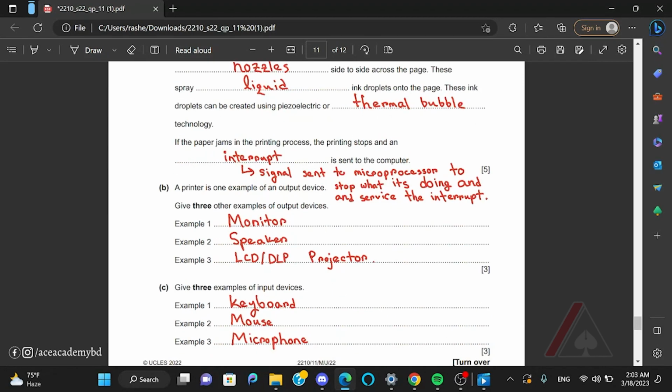Now, B, a printer is one example of an output device. Give three other examples of output devices. Output devices essentially output the process of a computer in a way that we humans can understand. Now, there are multiple examples. One of them include monitors, speakers, LCD or DLP projectors. You could also include headphones as well.